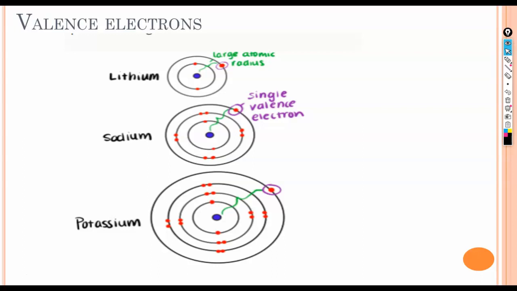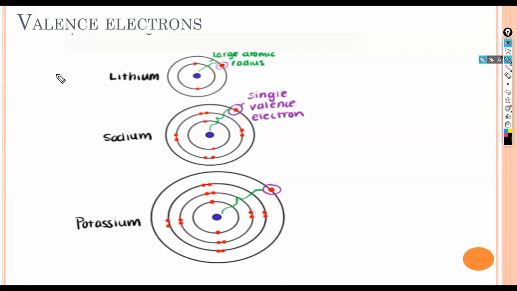Again, this picture unfortunately is not in your notes, but if you want to pause here and draw it into your notes, that might be a good picture to have. If you take a look at this picture, you can start to see a pattern between lithium, sodium, and potassium. Lithium has 3 electrons.